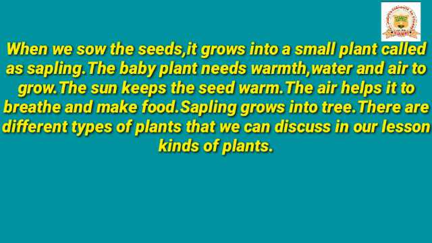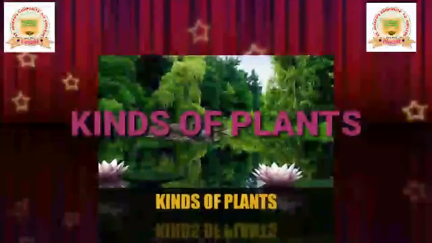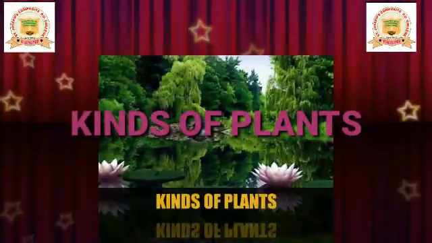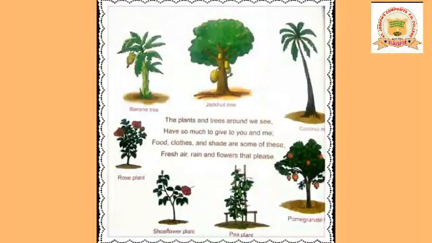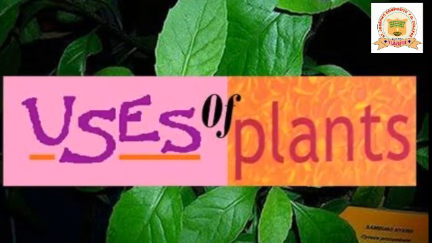Now we start the second lesson, kinds of plants. First of all, I read some part of the lesson. The plants and trees around we see have so much to give to you and me. Food, clothes and shade are some of these. Fresh air, rain and flowers that please. Now I explain. In that poem paragraph, they explain the uses of plants.